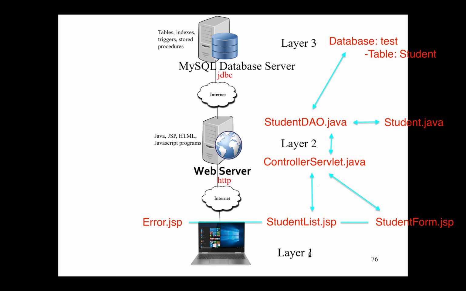And layer one is a little bit different. In this application, layer one is the student list JSP file and student form JSP file. This is where the user operates and communicates with layer 2, and layer 2 connects with layer 3. So this is the whole process of the communication.